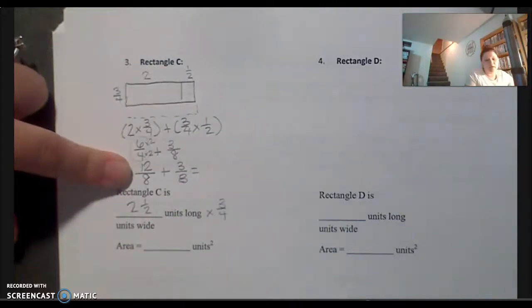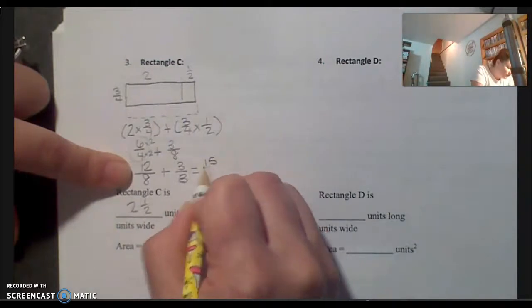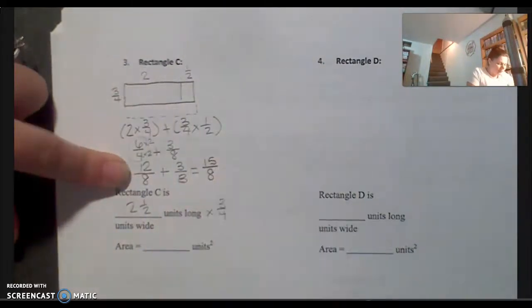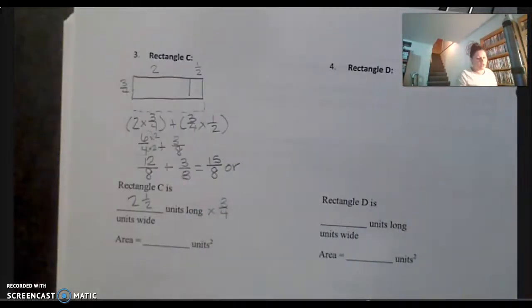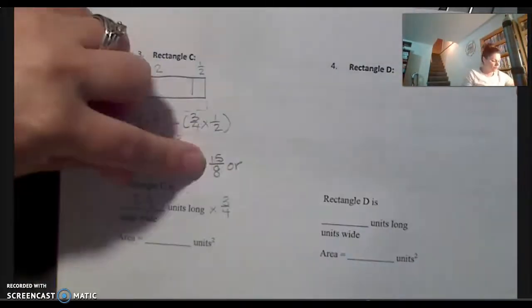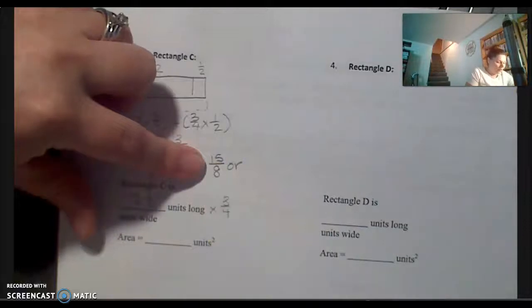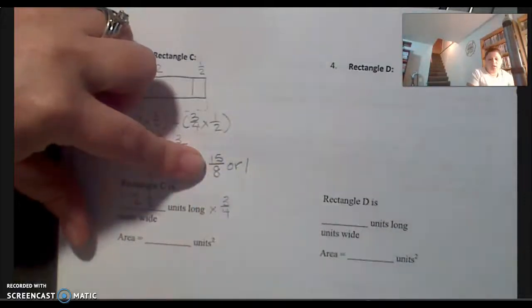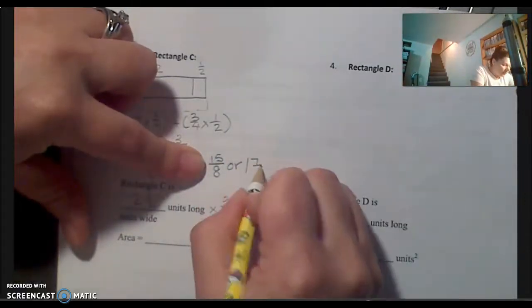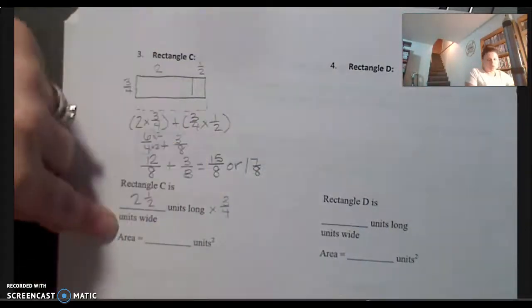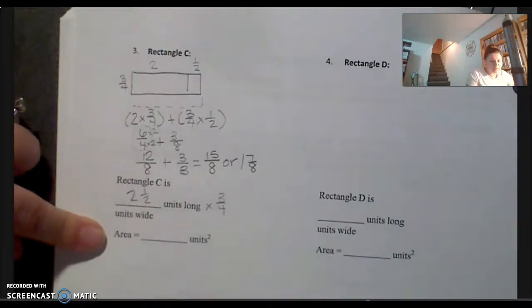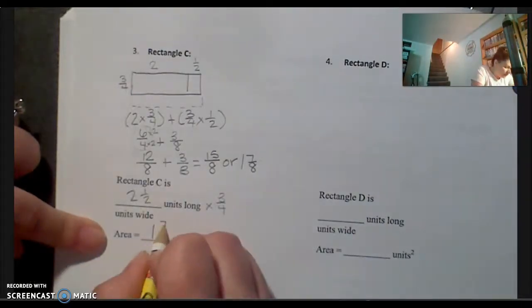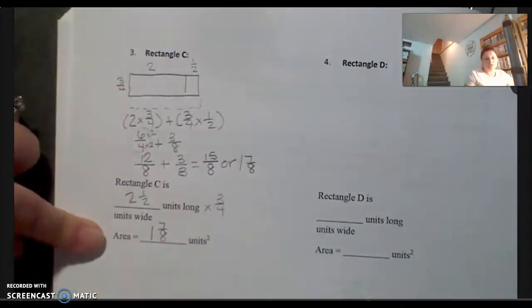So I have 12/8 plus 3/8. That is equal to 15/8. And because that is an improper fraction, I'm going to go ahead and write my mixed number. I can take 8 away from 15 one time, and that leaves 7/8. So down below where it says area equals, my area for rectangle C is 1 7/8 units squared.